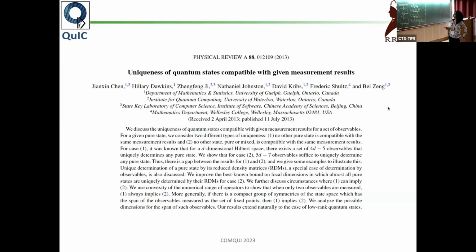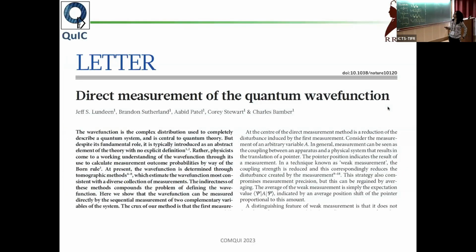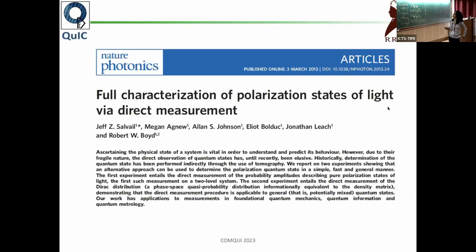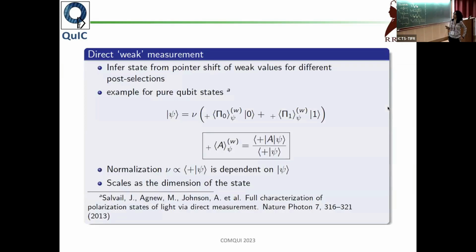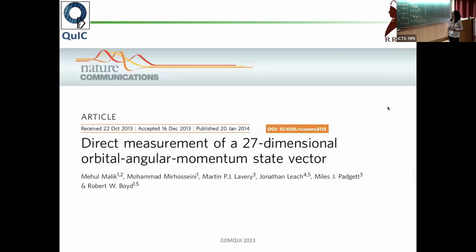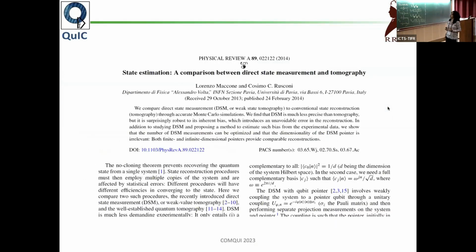People came up with different ideas on this, and this was the direct measurement of the wave function. This was for polarization state, and so on. You can see this is the weak value, and the weak value will give rise to these things. We won't get into the details, but this is a way in which you can directly measure the quantum state without doing tomography, and people did many interesting things.